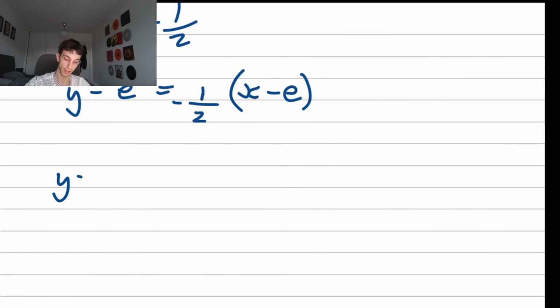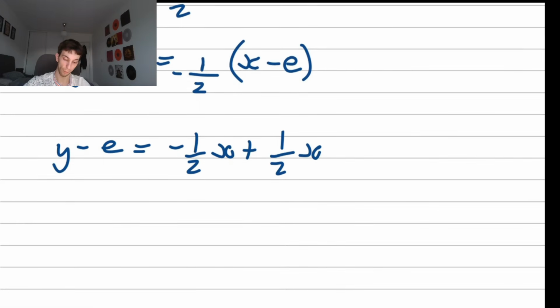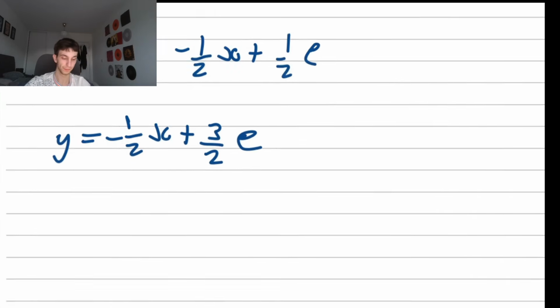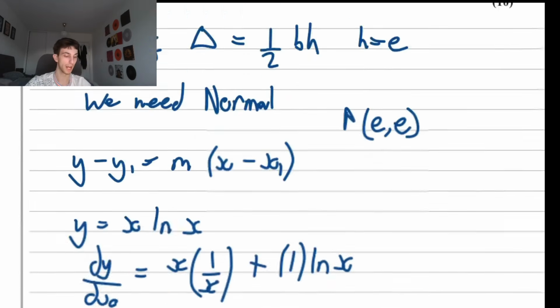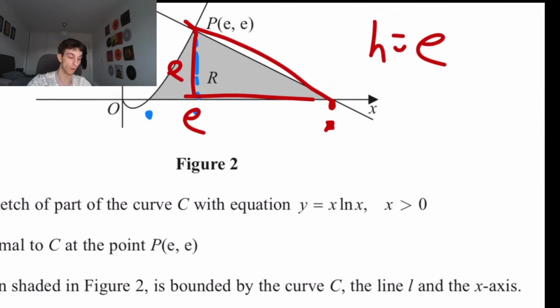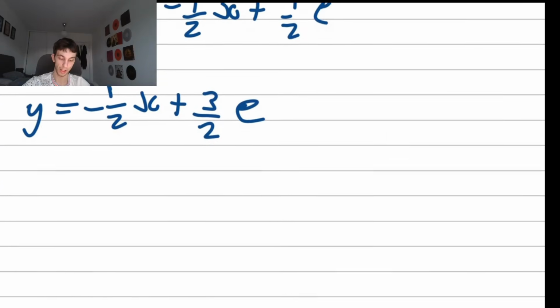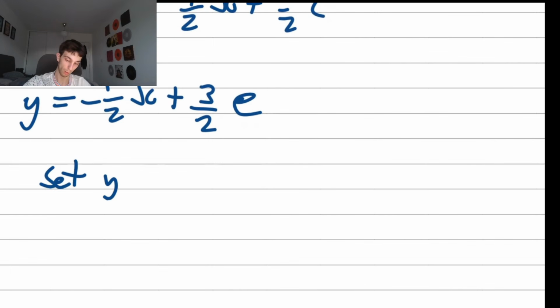Therefore, we have y minus e equal to minus a half x plus half e. Okay, this is great. So we have y equals minus a half x plus 3 over 2 e. Perfect. So now what do we care about? We care about the value of x when y equals 0, because we cross the x-axis. So we set y equal to 0.